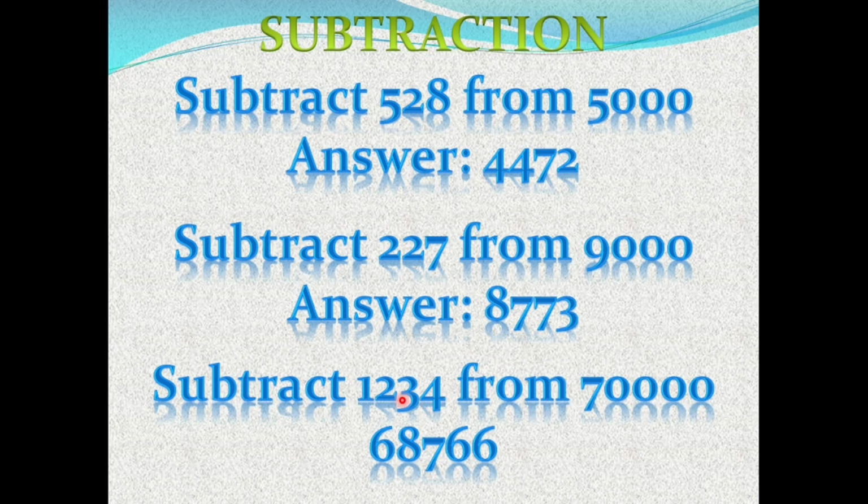And the next one, subtract 1, 2, 3, 4 from 70,000. 7 minus 1 is 6, 9 minus 1 is 8, 9 minus 2 is 7, 9 minus 3 is 6, 10 minus 4 is 6. It's as simple as that.